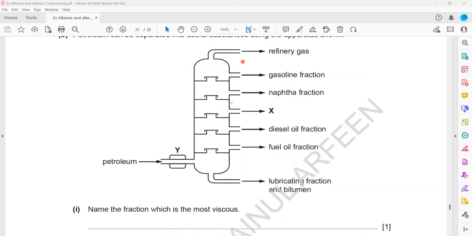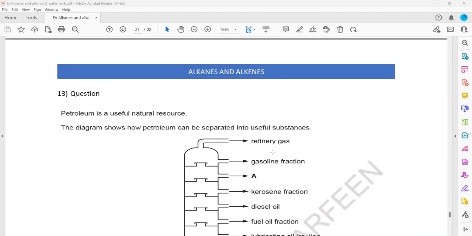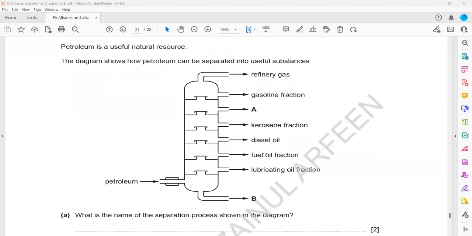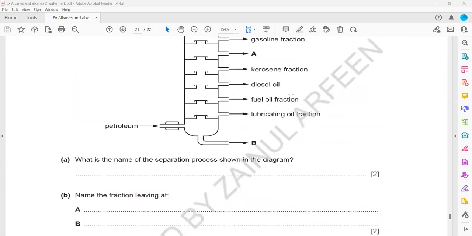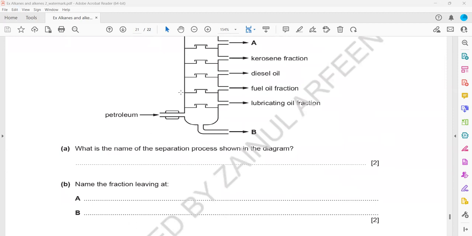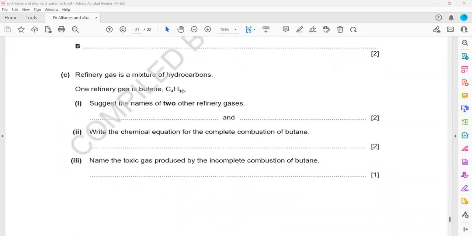they combine this lubricating fraction and bitumen, they combine here. In the next one, they separate them further. So if lubricating oil fraction is written here, this must be bitumen. So that's why for B, bitumen is the answer. If it was collective, then lubricating fraction and bitumen.